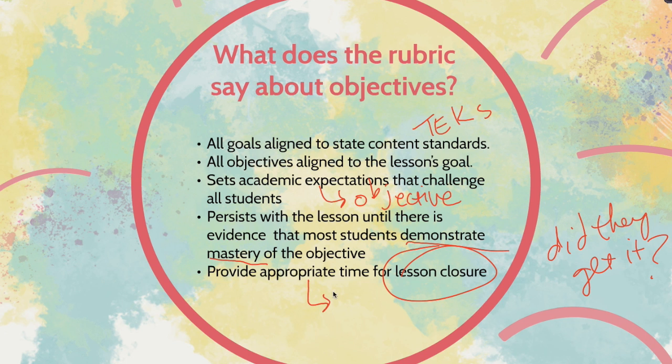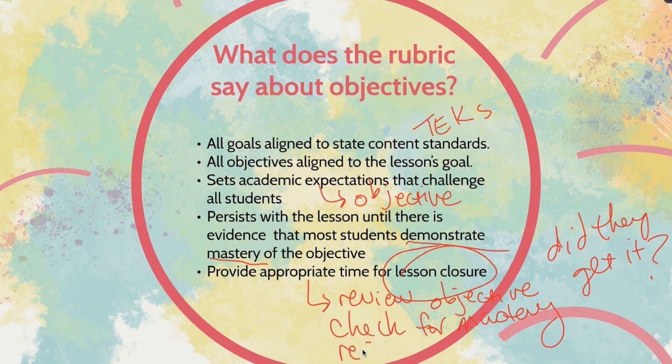So in the lesson closure, you need to review the objective and you need to check for mastery. If you have the time, one other thing that might be worthwhile with your lesson closure is giving the kids a chance for reflection. So these are all big components that need to be in that lesson closure. You really want to avoid going all the way up to the bell without any closure at the end.